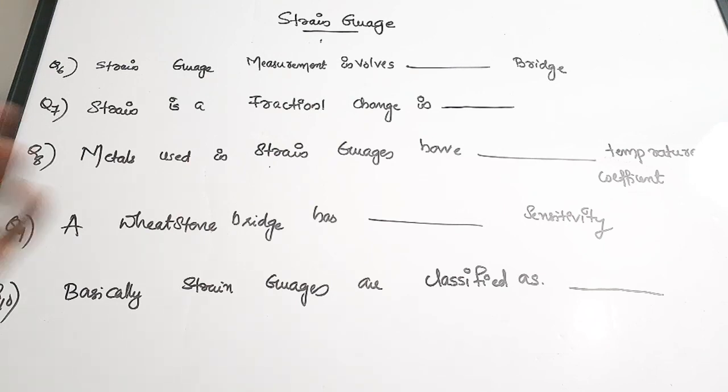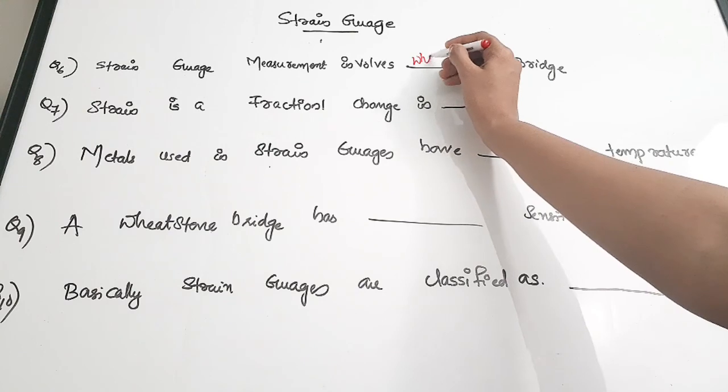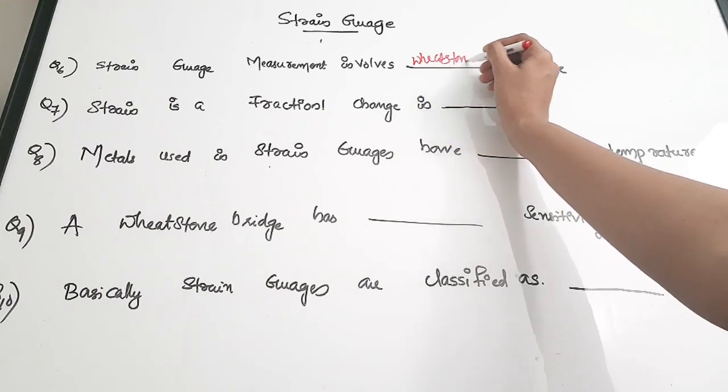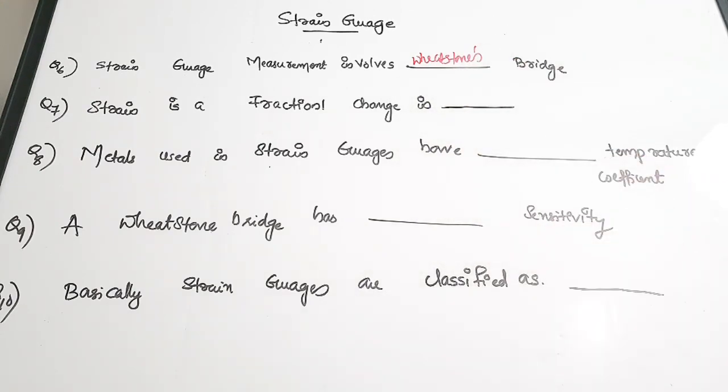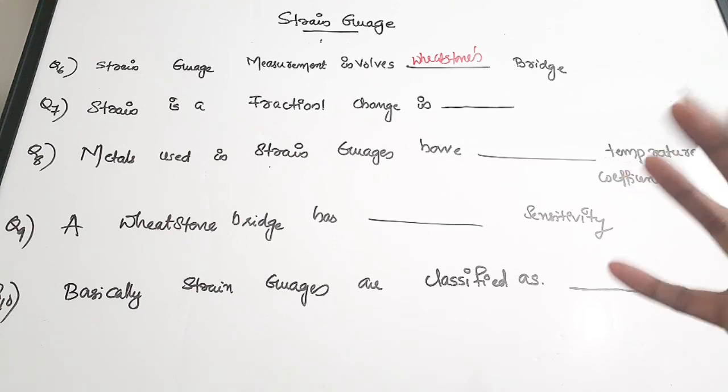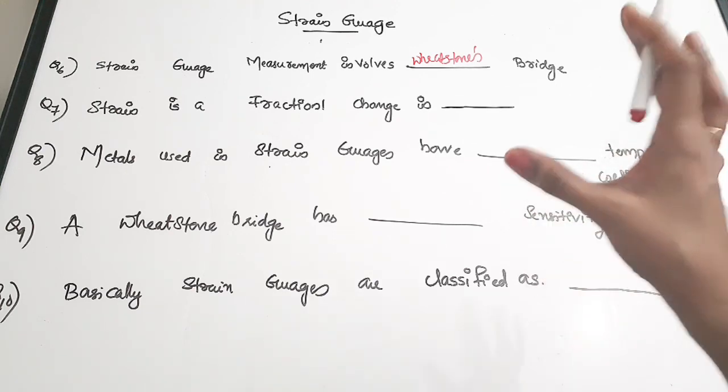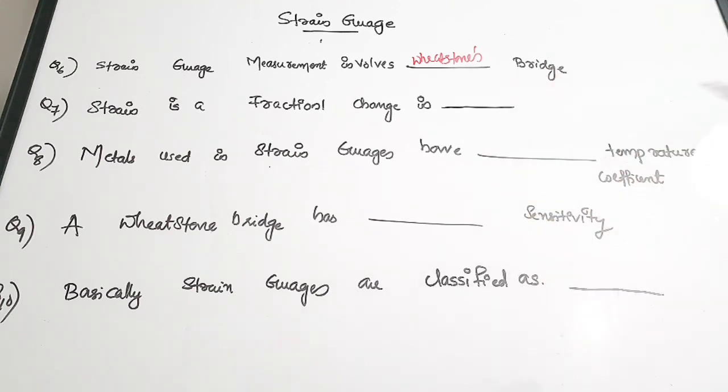Next question. So here the answer is it makes use of Wheatstone's bridge. The basic type of strain gauge is a change in resistance measuring type. So in that case we use a Wheatstone's bridge to measure the change in resistance.